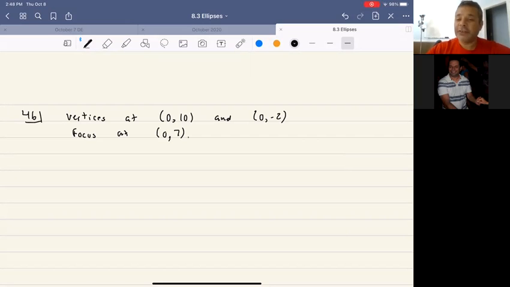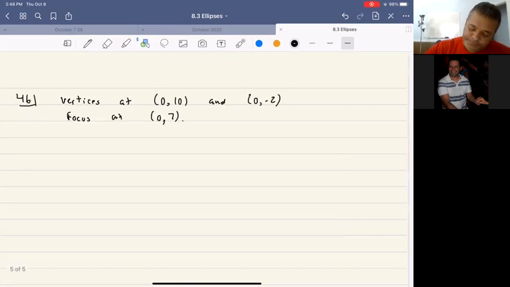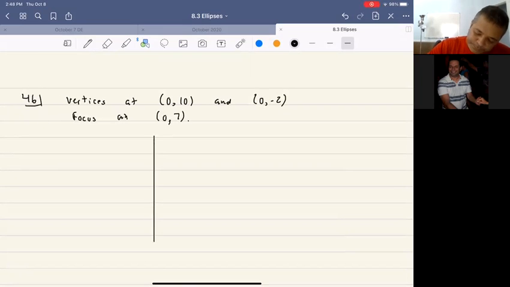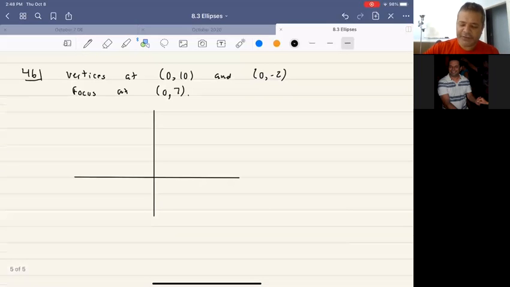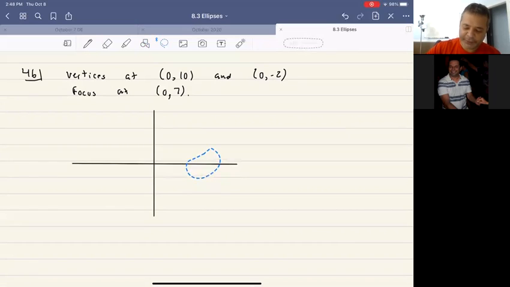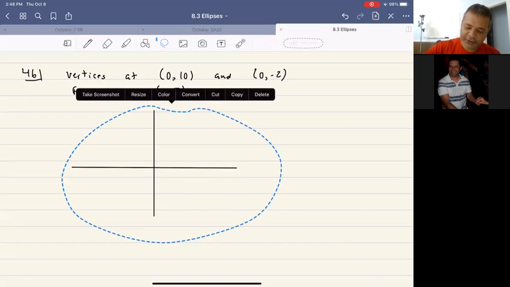Okay, so first thing we're going to do, we're going to draw what we can. Okay, now we're going to draw a picture. Our picture doesn't have to be perfect. It just has to tell us enough information so that we can see what's going on. Let me move this up a little bit. Make this whole thing a little bit bigger.